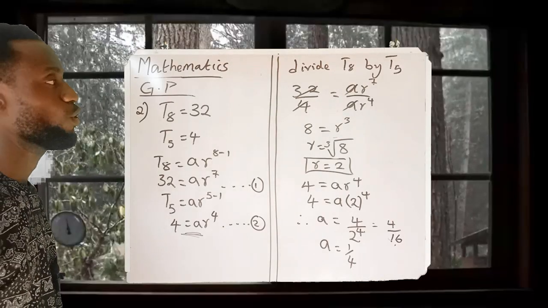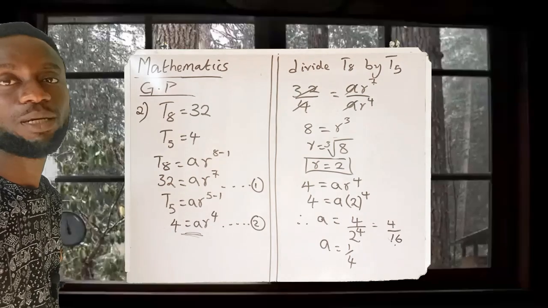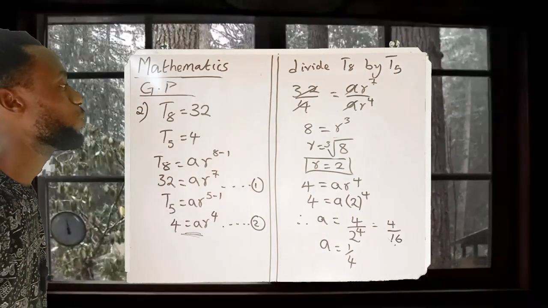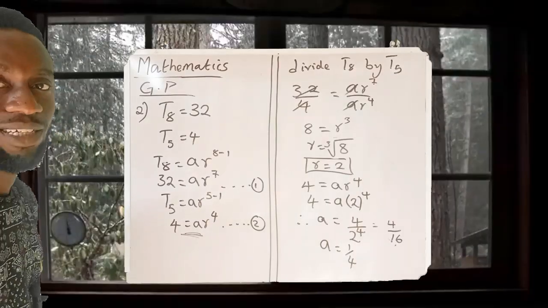So that's how it is to solve questions when you were given 2 terms without the first term and common ratio. And from here, we could also be asked to find the sum of first 5 terms and the rest, and it becomes easy.